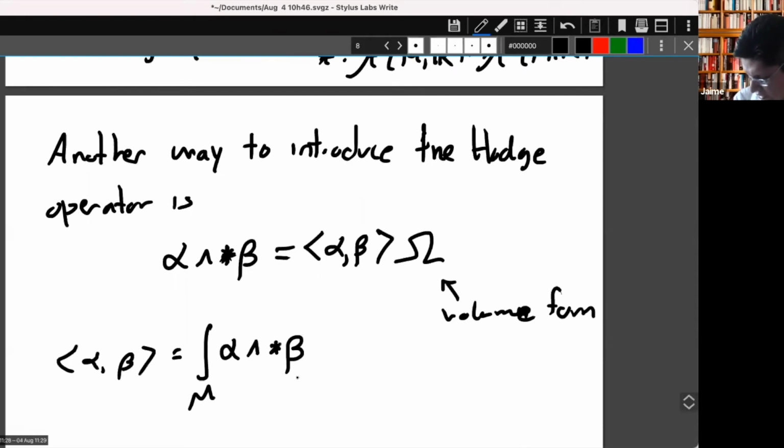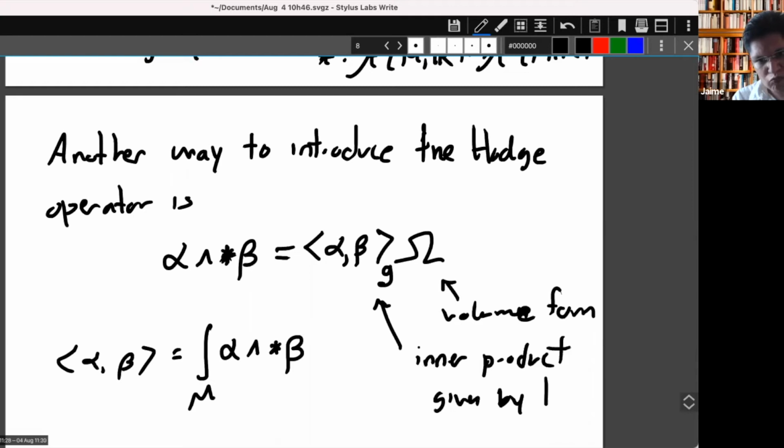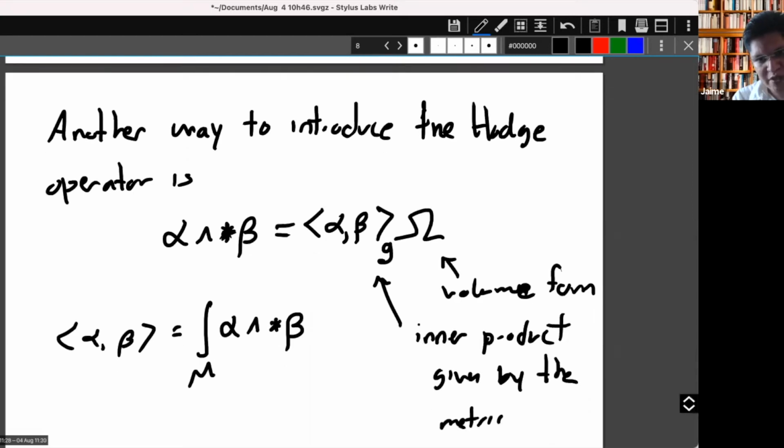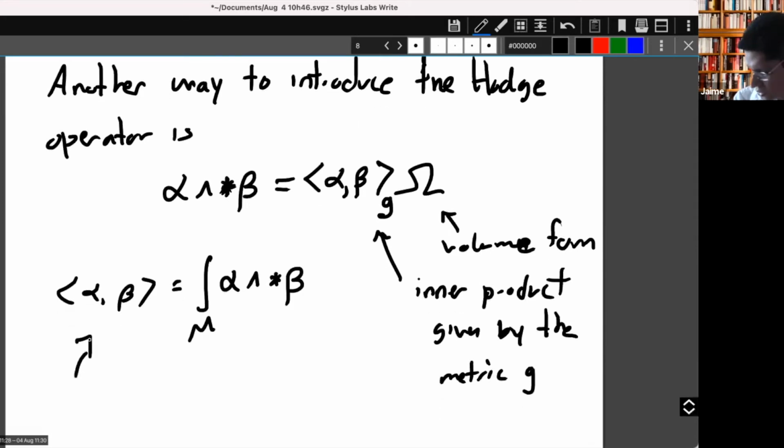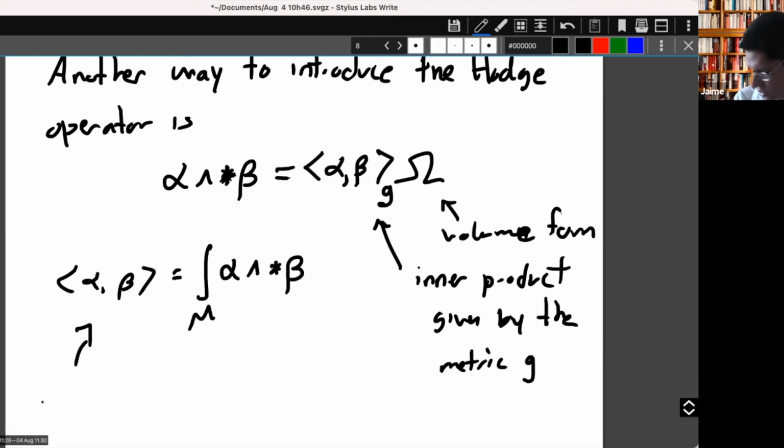Okay, it seems like a circular definition there, but it's not. This is the inner product given by the metric G. Once we have the Hodge operator, however you define it, we can define this product we use a lot, which is a positive definite inner product. Some people call it an L2 inner product. It doesn't matter for us.